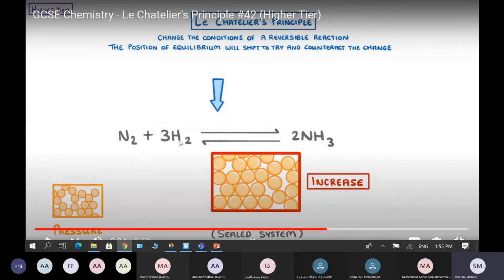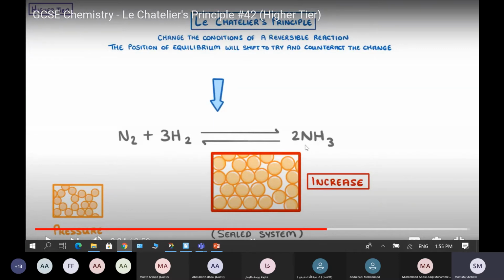2. So the pressure on the left is greater than the pressure on the right. We know this by comparing the number of moles on each side. The side that has more moles has more pressure. So we have 4 moles on the left in the reactant side and 2 moles on the right. So the pressure on the left is greater than the pressure on the right.